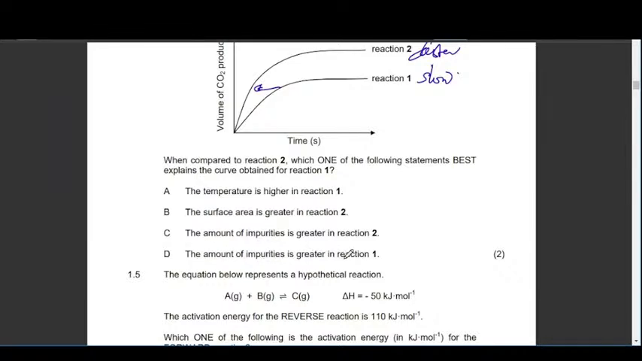The amount of impurity is greater in reaction 1. Yes, that's why it means that you have fewer number of particles reacting. Therefore, the reaction is a little bit slow. Hence, it shifts to the right. So the answer becomes D.